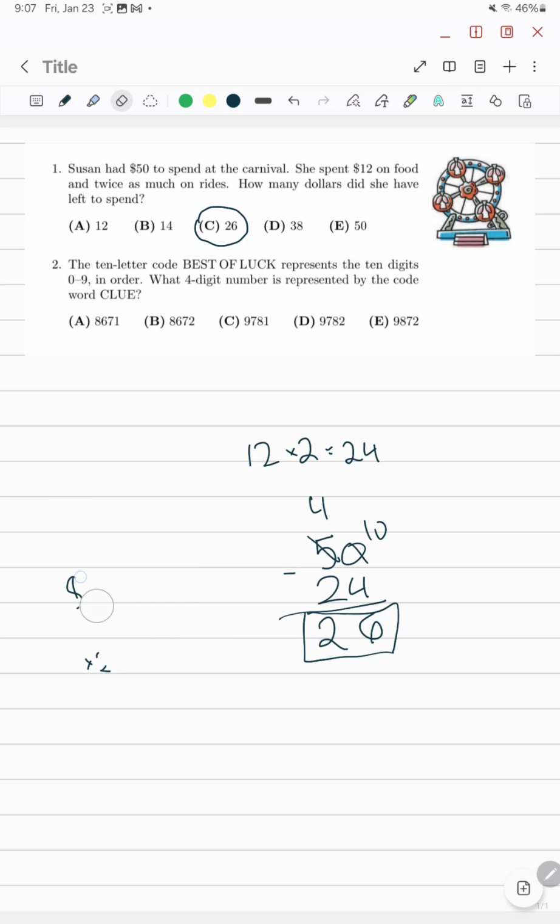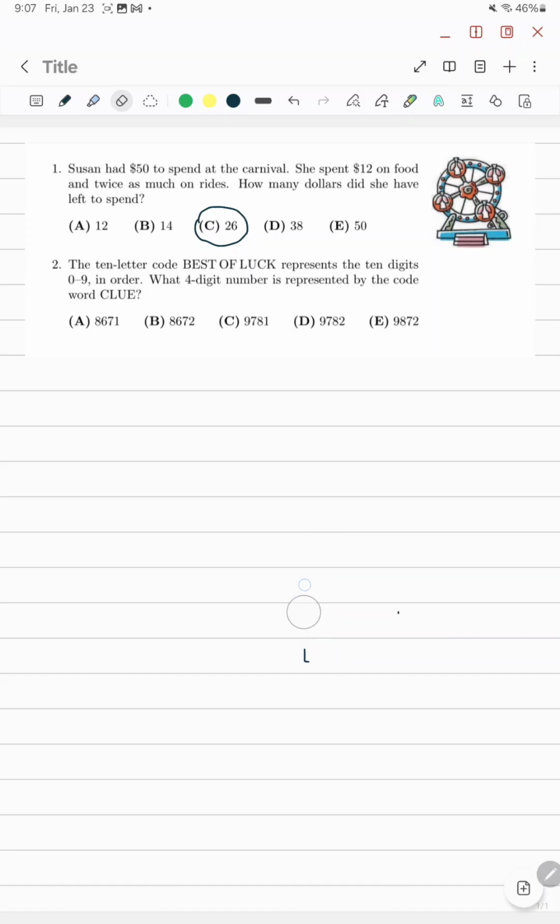Okay, problem number 2. The 10-letter code BESTOFLUCK represents the 10 digits 0 to 9 in order. What 4-digit number is represented by the code word CLUE? And the only way that someone could get this wrong is if they don't fully understand the question.